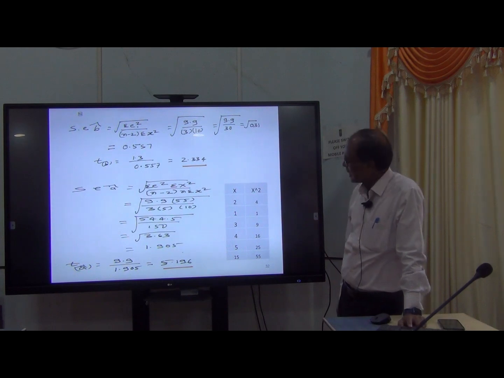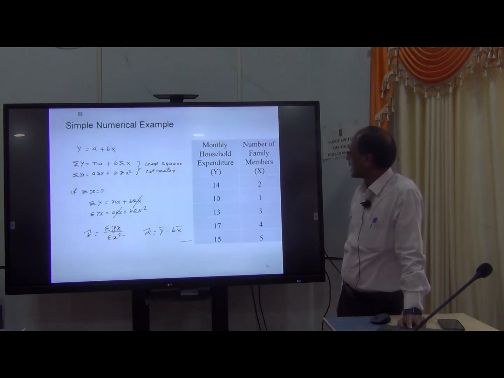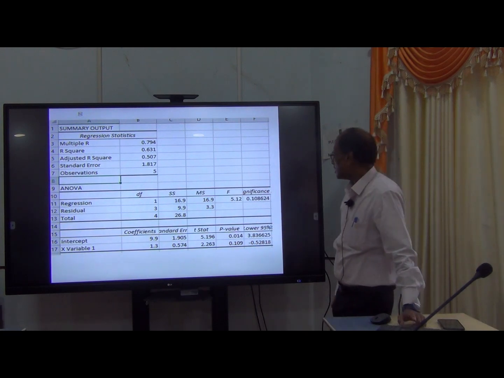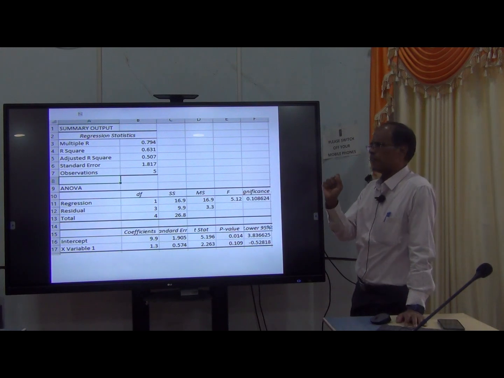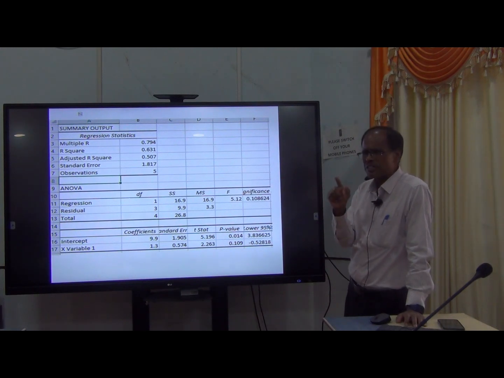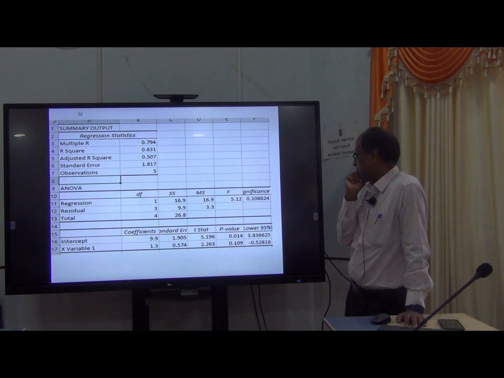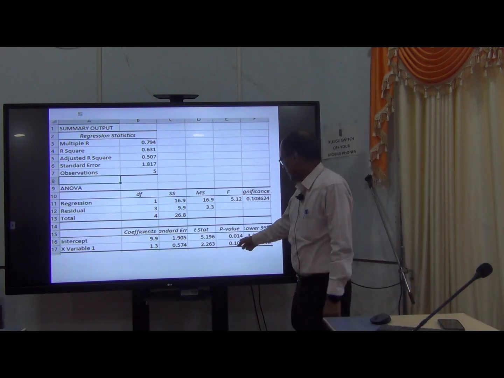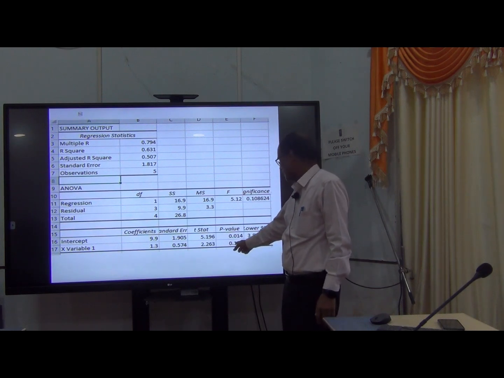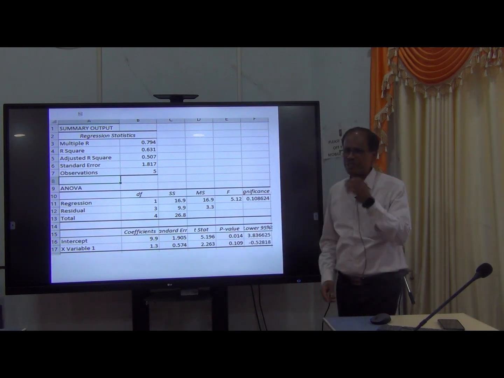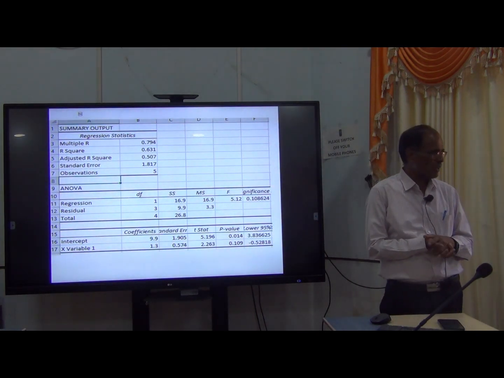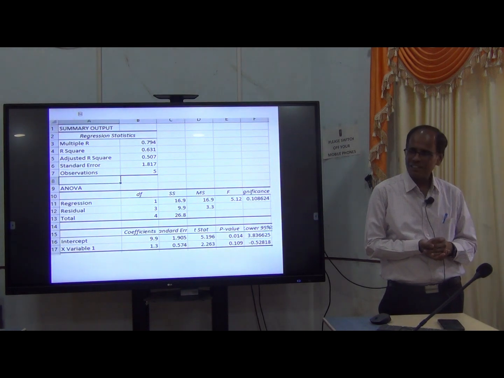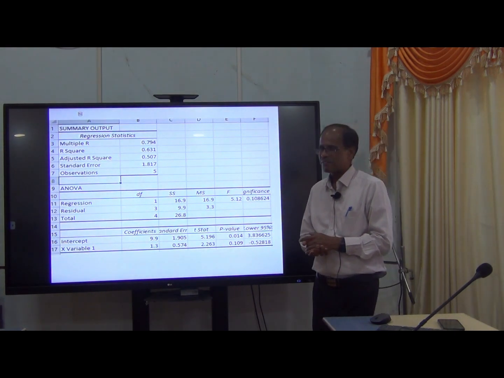So here the thing is, this is 2.263, and the degrees of freedom is very few because only 4 observations are there. So the table value is very high. Therefore the p value is 0.109. What is the meaning of that? How do you interpret the calculated value?